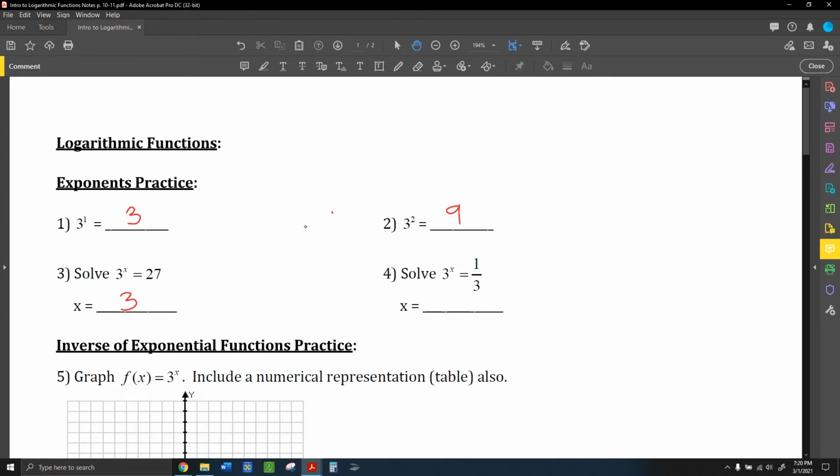For number 4, we have 3 to the something equals its reciprocal, 1/3. Well, the exponent that gives us the reciprocal is the negative first power. So 3 to the negative 1 is 1/3.